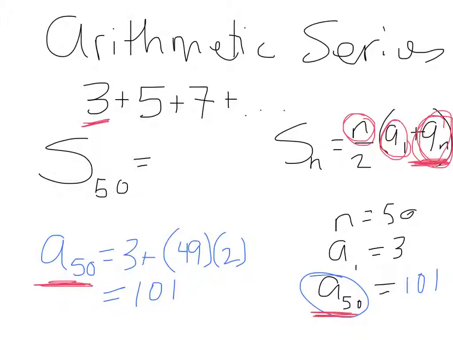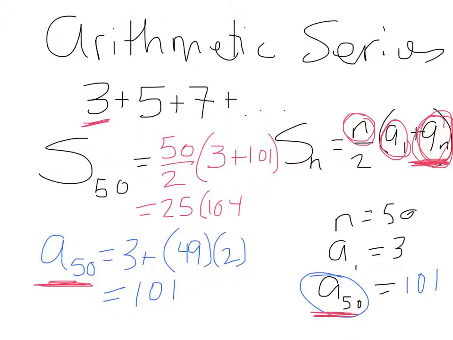So in this case, the sum of the 50 terms is 50 over 2 times a1, which is 3, plus an, which is 101. And that's going to be 25 times 104, and whatever that number comes out to be. I'm not going to do it in my head right now because it'll be a 10-minute video. Okay, those are the 2 formulas we learned for arithmetic sequences and series. Then we learned another 2 formulas.